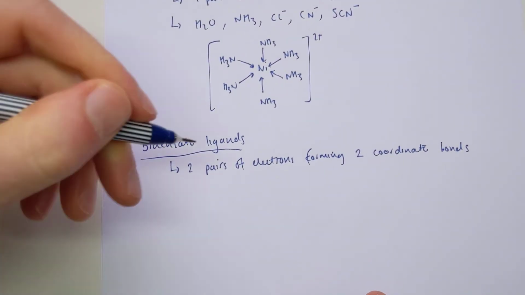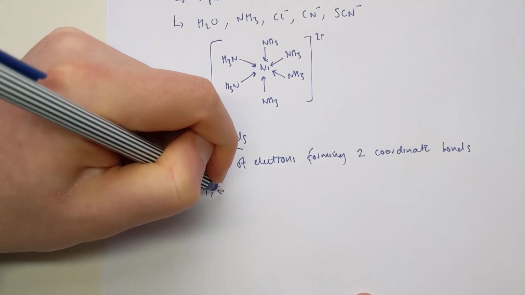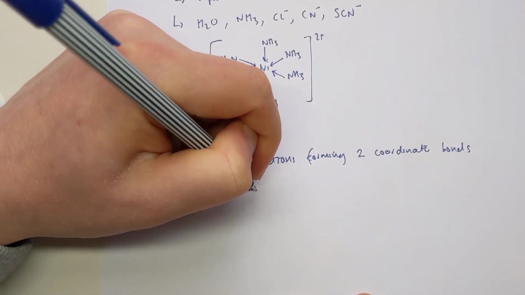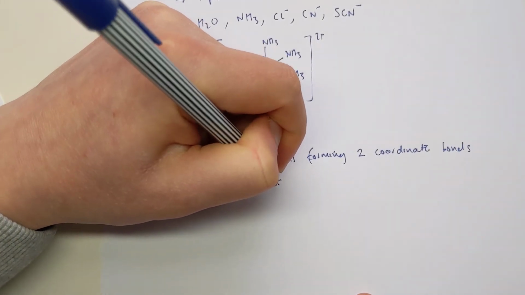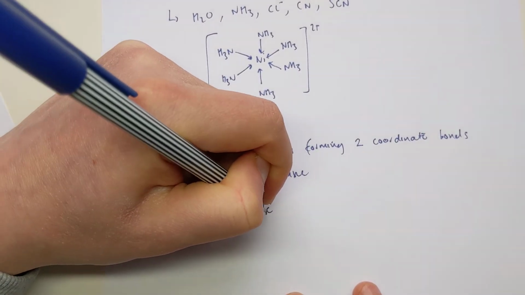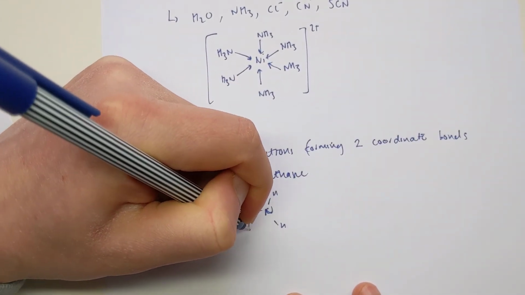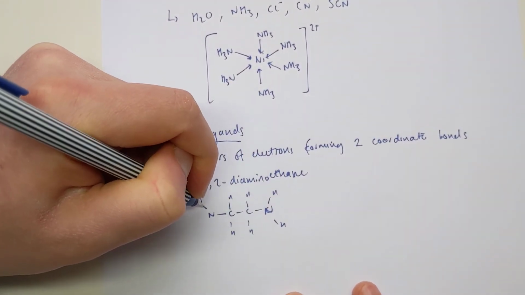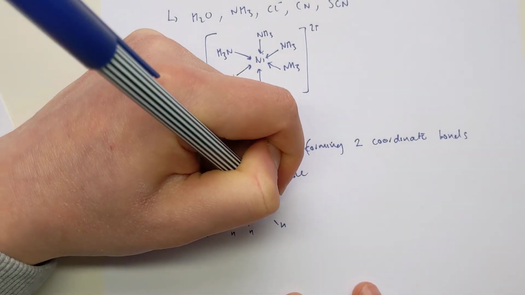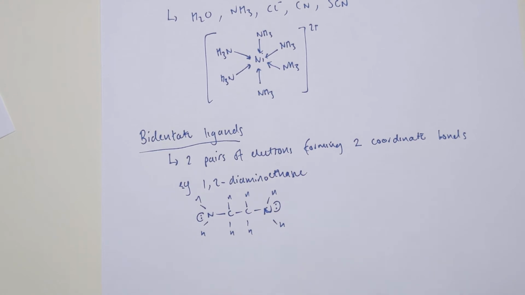So a key example of that would be this neutral ligand we looked at earlier, 1,2-diaminoethane, to remind you what it looked like here. It's 2 carbons with a nitrogen on each end, and you've got a lone pair on each nitrogen. So 2 pairs of electrons could form 2 coordinate bonds.